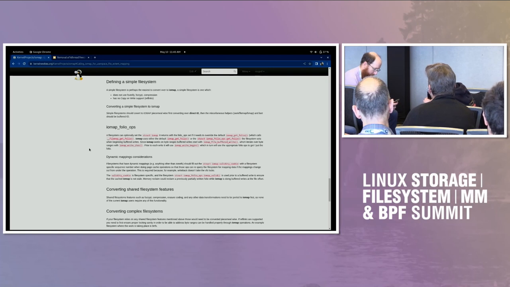We are working with Ritesh on converting EXT to the data path to IOMAP. I'm speaking only about the data path because, as I said, I believe the generic story is there and it really only needs the conversion. Then the second part is handling the metadata, and for that I don't have a good answer yet.